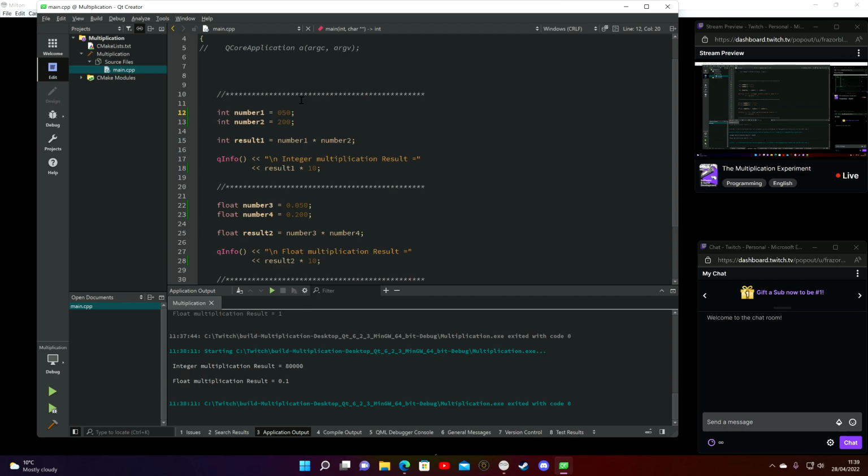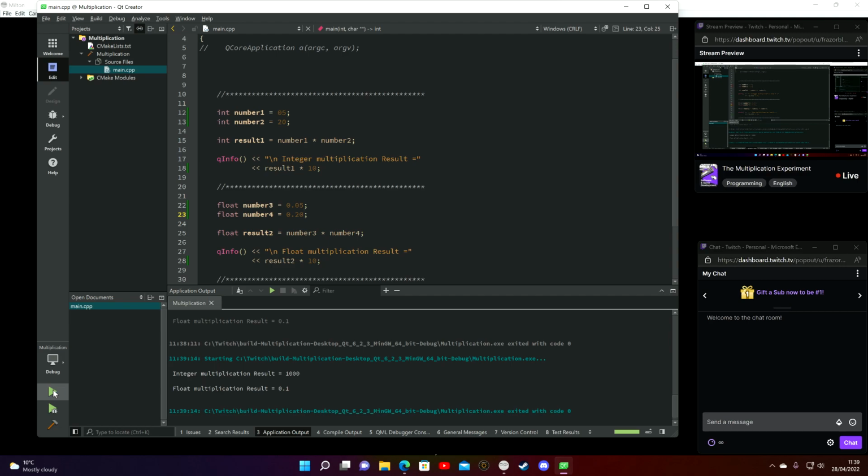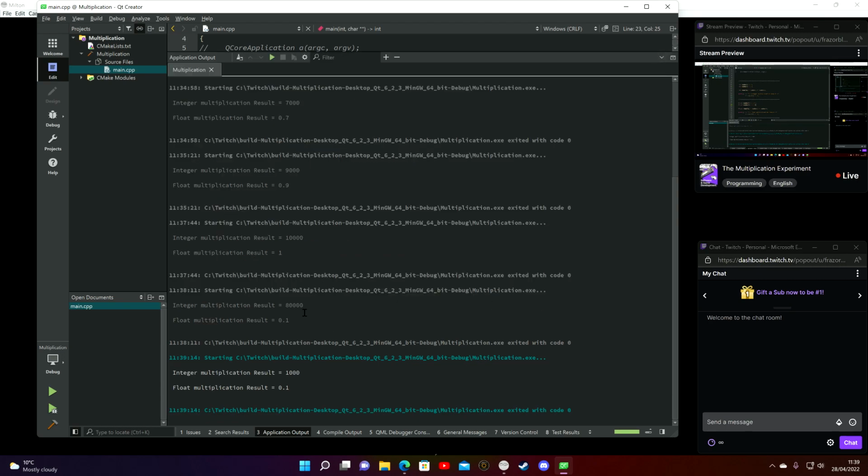Okay, let's take the zeros off the end and simplify it. Okay, simplified it down to the least number of numbers I can use. So 1,000 equals 0.1. Hold on a minute. 80,000 equals 0.1 and 1,000 equals 0.1. That one I can accept. That one, ooh, is an error.